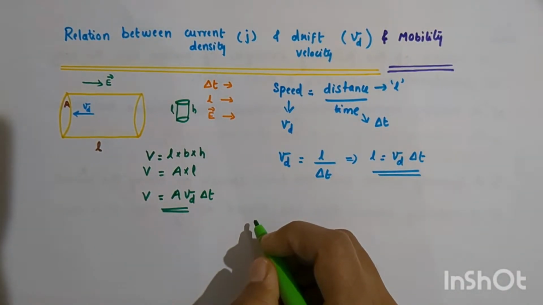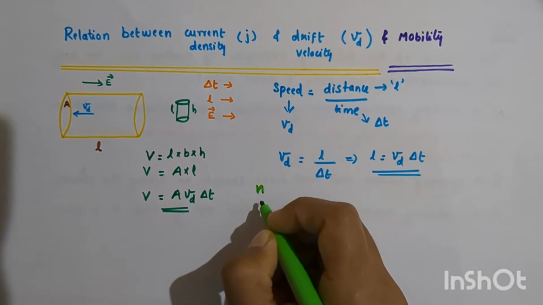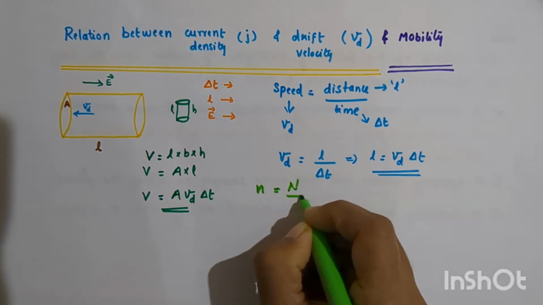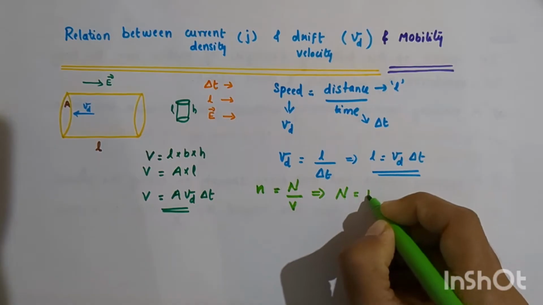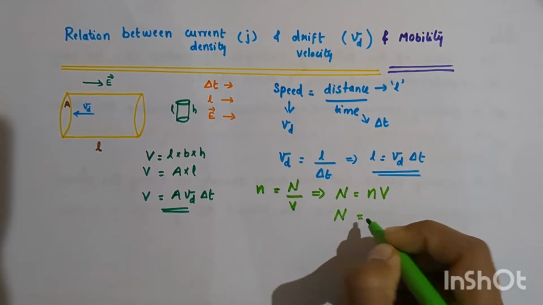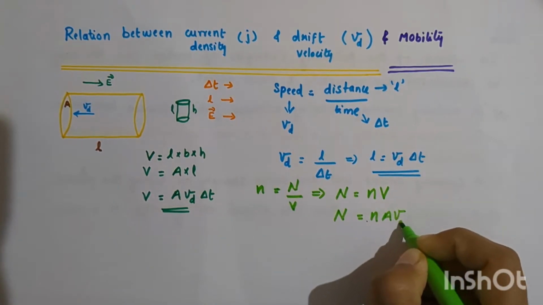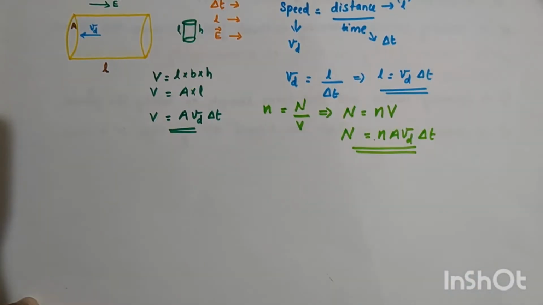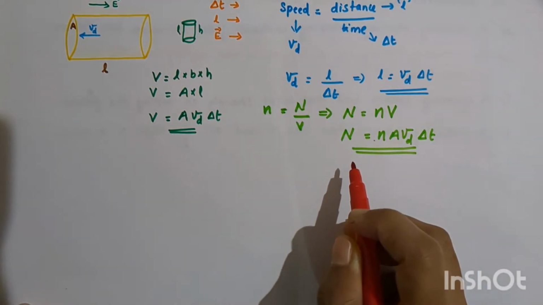Now, I am taking the number density as small letter n, which is the number of electrons in a given volume. So, small letter n equals total number of electrons, capital letter N, divided by volume V. From this you can write the total number of electrons as number density small n into volume V. What is volume? A into drift velocity into delta t. This capital letter N is the total number of electrons passing through the cross-sectional area A.